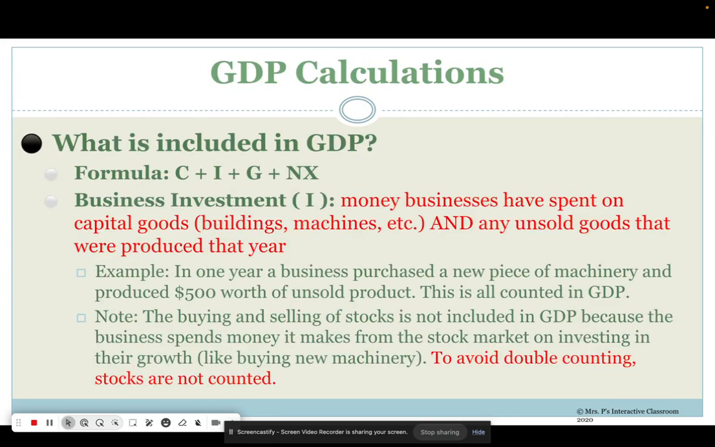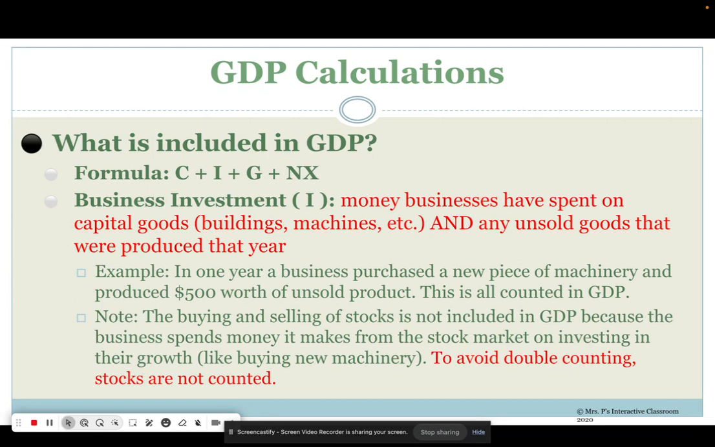All right, next one, business investment. Money businesses have spent on capital goods and any unsold goods that were produced that year. So, for example, in one year, a business purchased a new piece of machinery and produced $500 worth of unsold product. This is all counted in GDP.